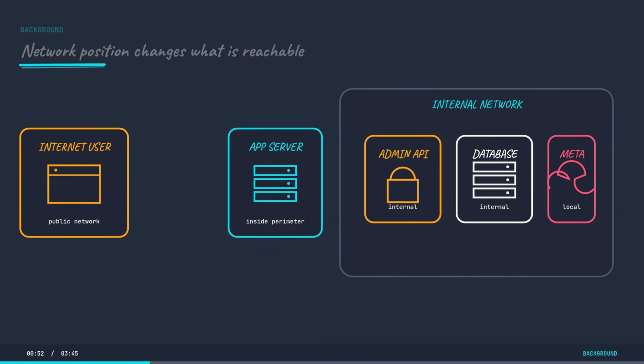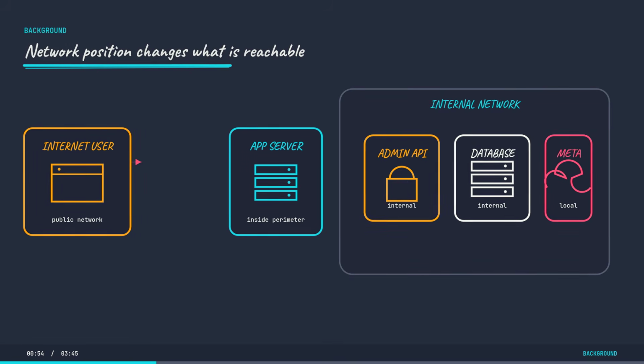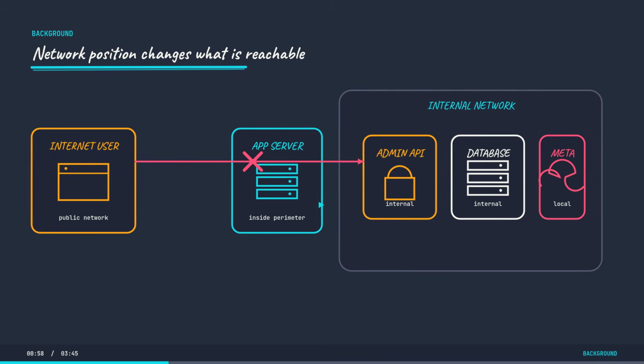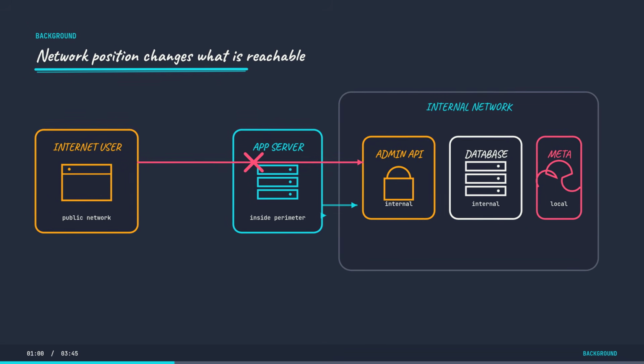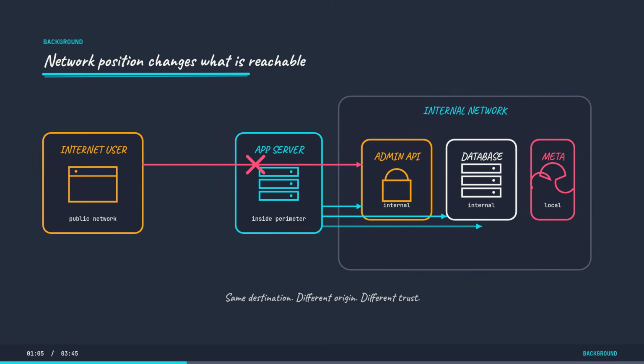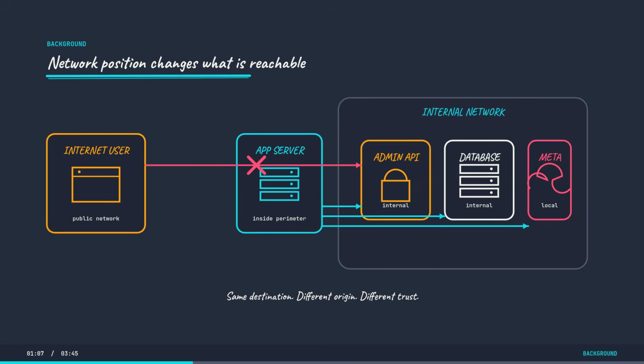Why server location matters. Servers often have network access that ordinary internet users do not. They may reach internal APIs, management panels, databases, service discovery endpoints, or cloud metadata services. So the same request can have very different privileges depending on where it originates.